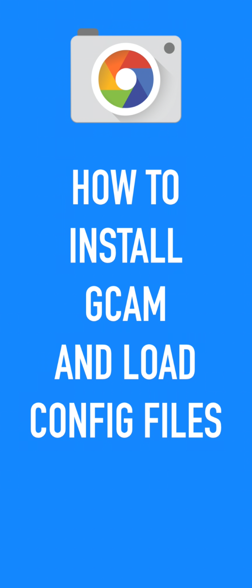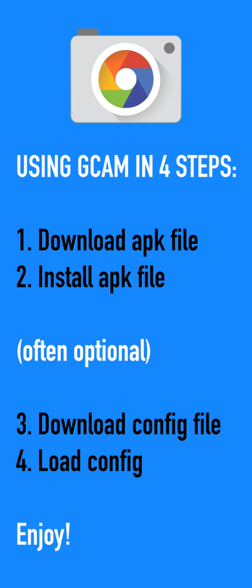So, you want to use GCam, but don't know how to install it. It may look like something that is very hard to do, but in fact is quite simple for most compatible phones out there. To keep things simple, I will divide the process into 4 steps. Download the app, install the app, download a config file, and then load that config file.